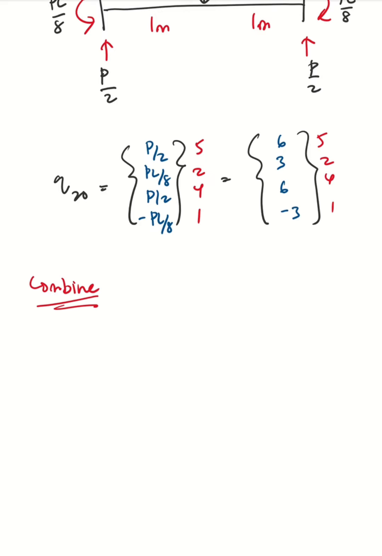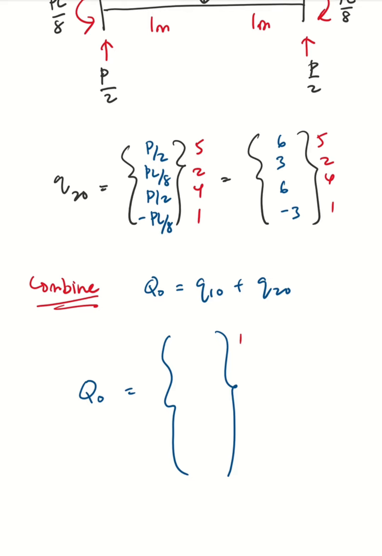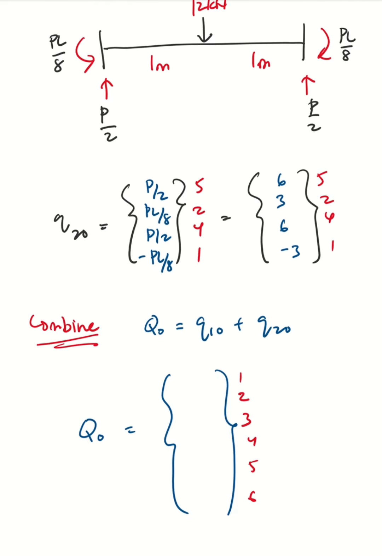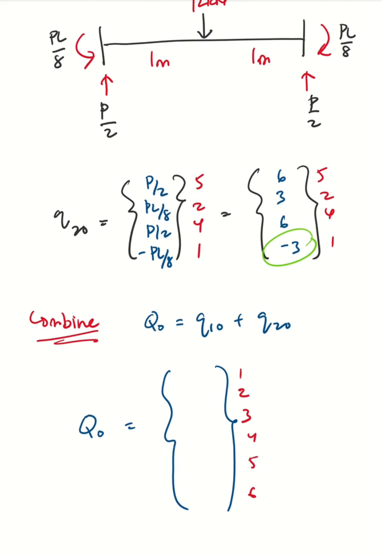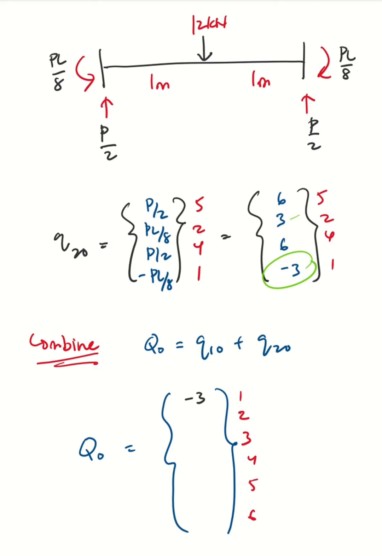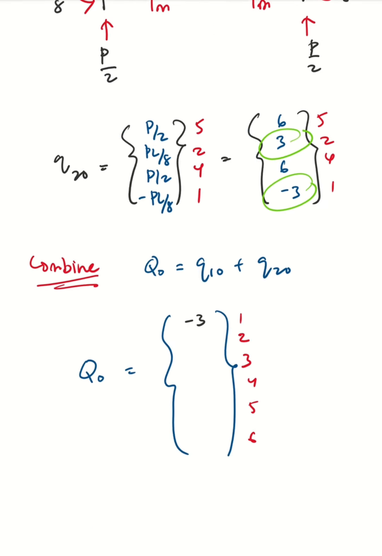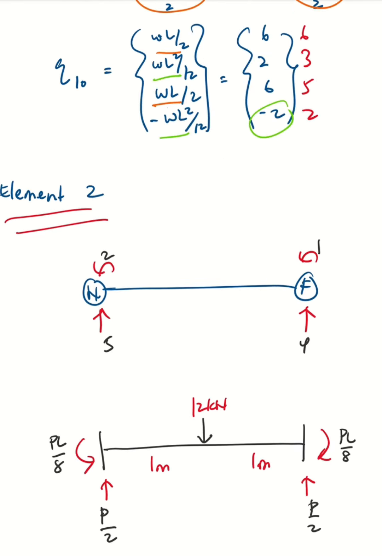After that, we have to combine. Combine means we will produce Q naught for the structure, and it is Q1 naught plus Q2 naught. We add based on the position. So, based on that, we will get the equivalent nodal forces.